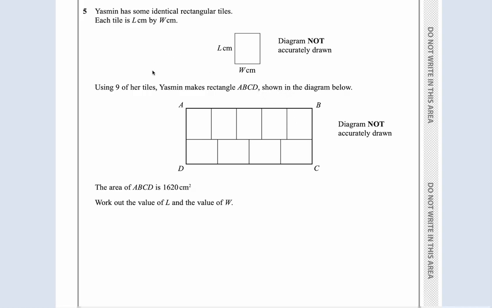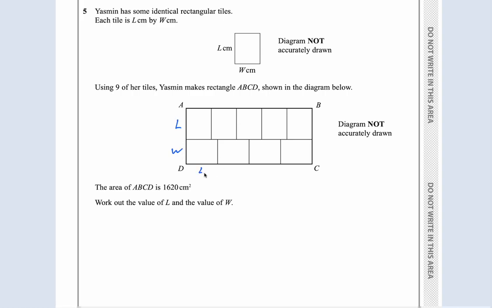Okay, question 5. That was actually quite hard, guys, for question 4. But anyway, Yasmin has some identical rectangular tiles. Using 9 of her tiles, she makes rectangle ABCD as shown below. Work out the length L and the value of W. Okay, so guys, this is L and this is W.